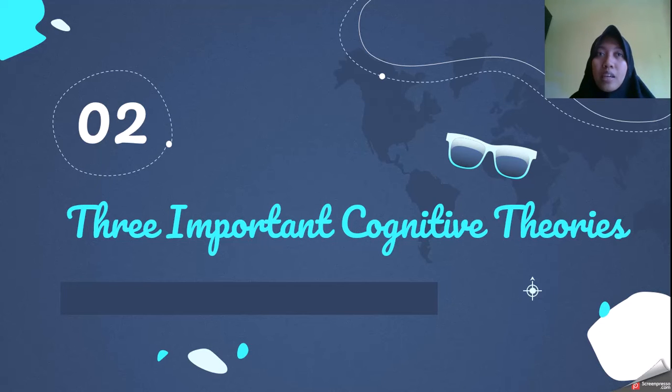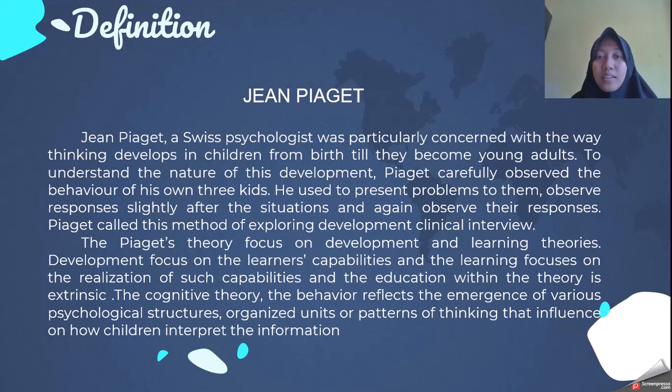Actually, there are three experts that discuss these theories. The first expert is Jean Piaget. He is a Swiss psychologist who was particularly concerned with the way thinking develops in children from birth until they become young adults. To understand the nature of this development, Piaget carefully observed the behavior of his own three cats. He used to present problems to them, observe responses slightly after the situations, and again observe their responses. Piaget called this method of exploring development the clinical interview.